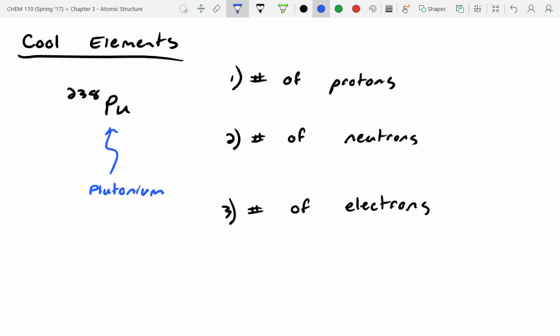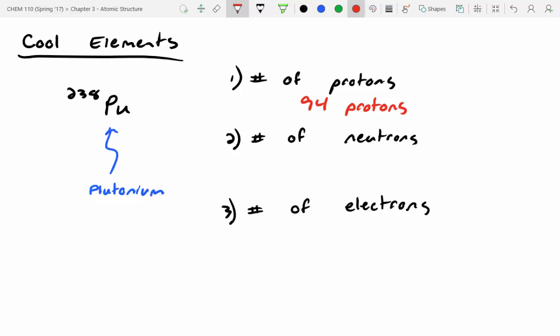So you might have to do some digging around on the periodic table to find it. Anybody want to help me with number 1? What do you think? 94. 94? Yeah, if we look at the periodic table, it's on the very bottom, kind of near the center. So it's got 94 protons. That's its atomic number. That means it's pretty easy to find.